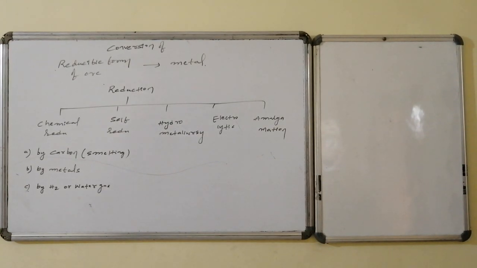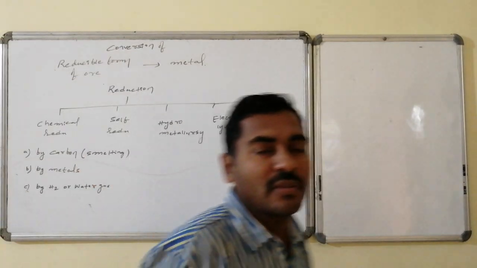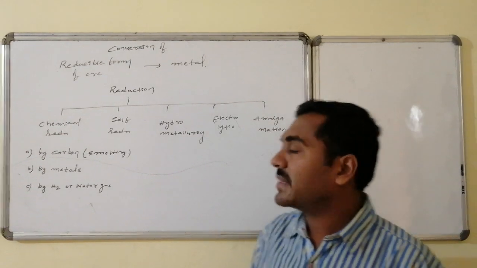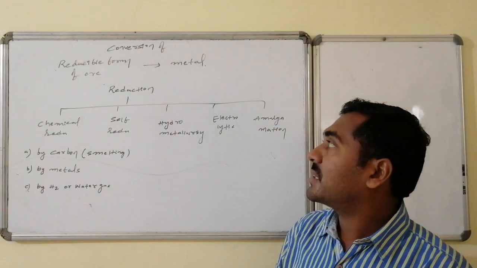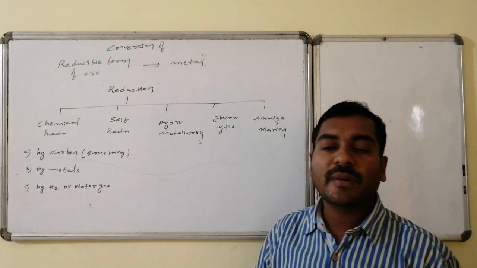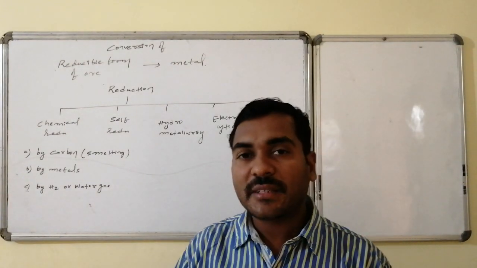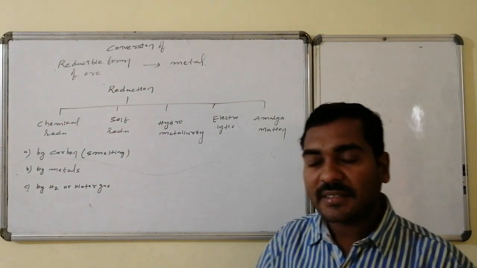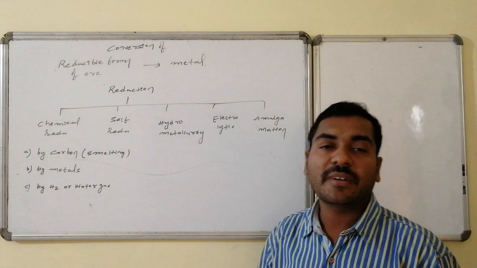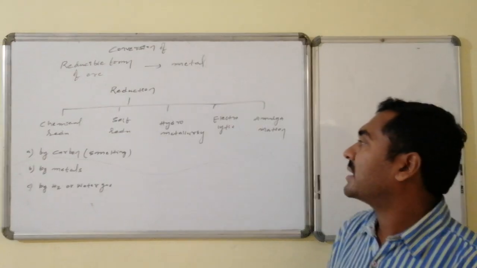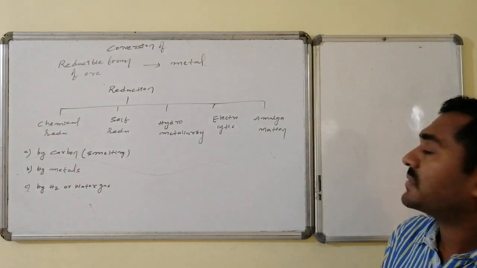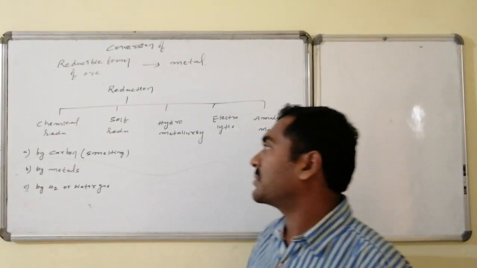The second half of part 2 is the conversion of the reducible form of the ore to the metal. That process is the reduction process, that is, conversion of the reducible form of ore to the metal. The different varieties of reduction processes involved are segregated into sections like chemical reduction, second one is self reduction, third one is hydrometallurgical reduction, fourth one is electrolytic reduction, and the last one is amalgamation followed by the reduction process.